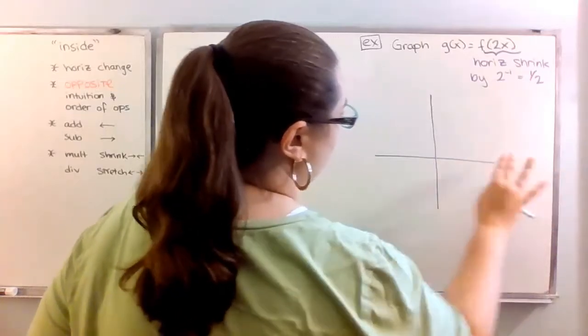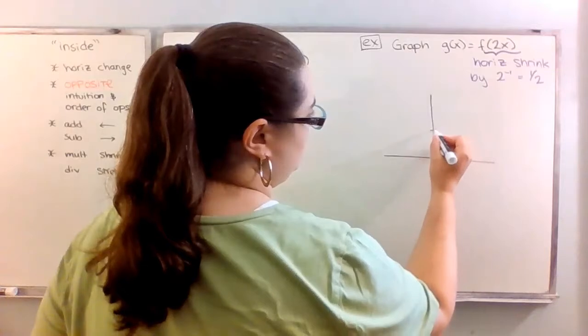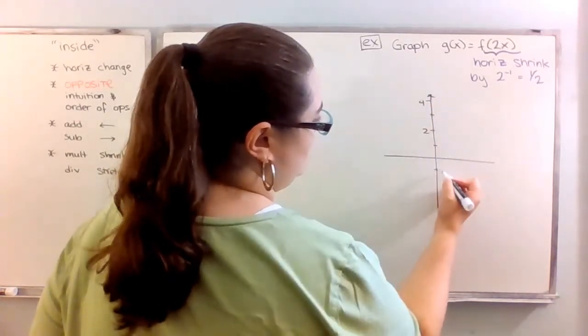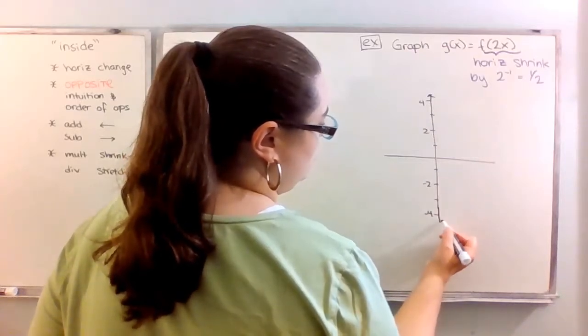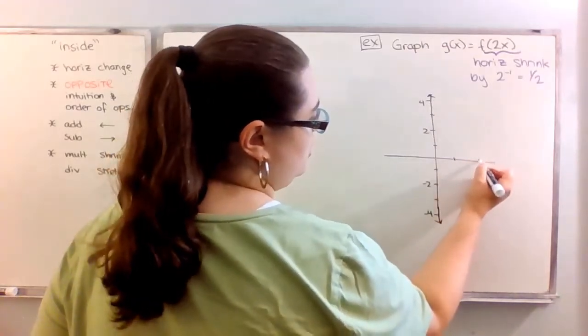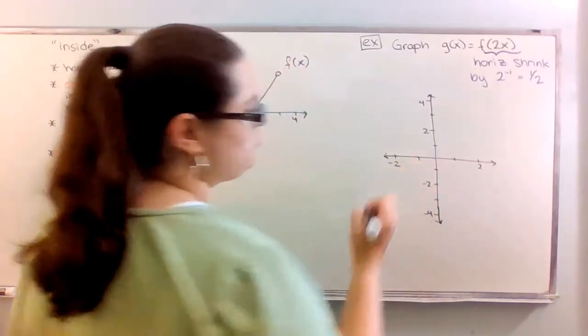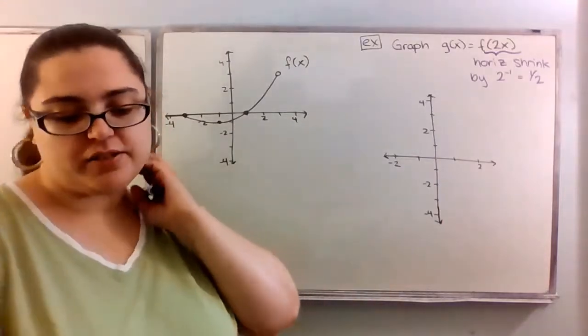I don't know why I went so wide there, but let's see. So we have up to 4. All right, there we go. Not a very big graphing space for this problem.